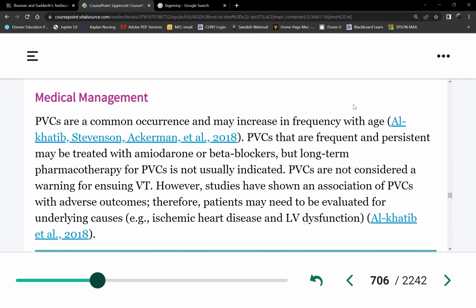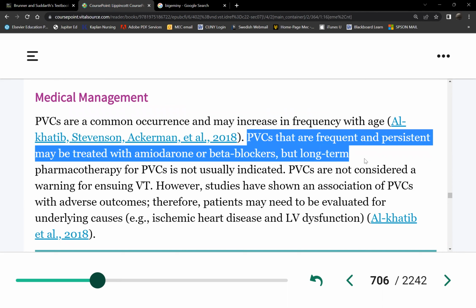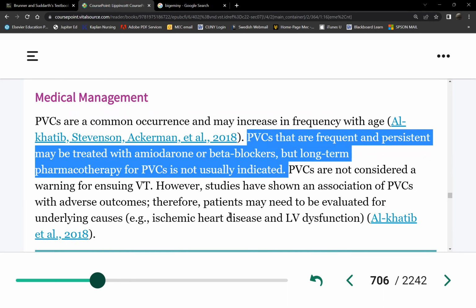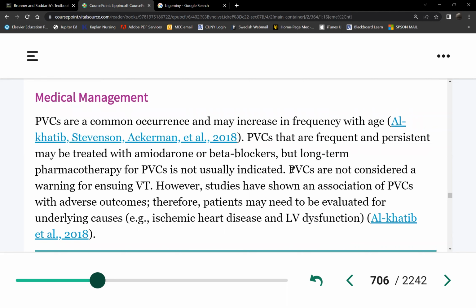Maybe the patient is drinking coffee. But if they're frequent and persistent, then we treat them with amiodarone or beta blockers. So you're required to report it. If they're occurring very frequently, just send your doctor a message if you don't want to call, because it's not always life-threatening. For non-urgent matters, you can send a message and they'll get back to you. But definitely if it's causing symptoms, or if the patient has 5 or more, that's VTAC, right? So you have to call the doctor right away.